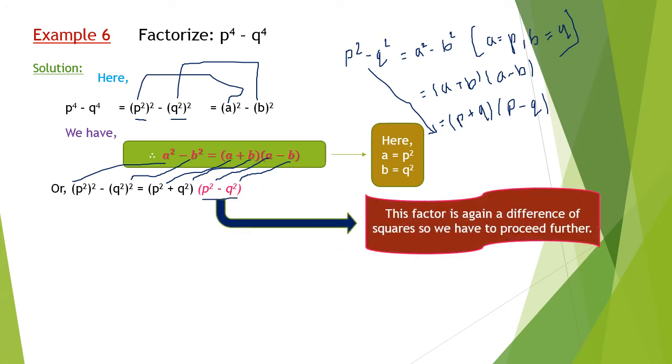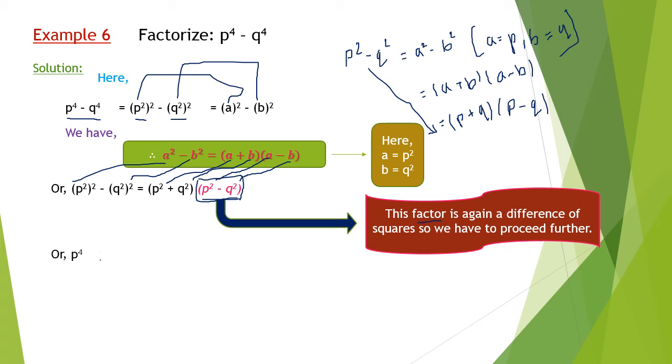This is again a factor of P to the power 4 and Q to the power 4. P square Q square is a factor, and P square Q square is again a factor of P to the power 4 minus Q to the power 4. So this factor is again a difference of square, so we have to proceed further. We can't stop here and conclude our answer.